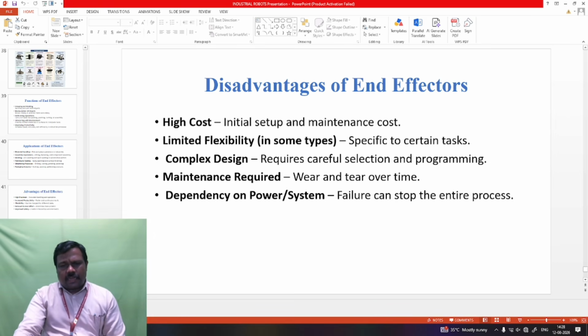Then maintenance required. Each and every end effector requires maintenance. There is wear and tear over time. Then dependency on power system: failure can stop the entire process.